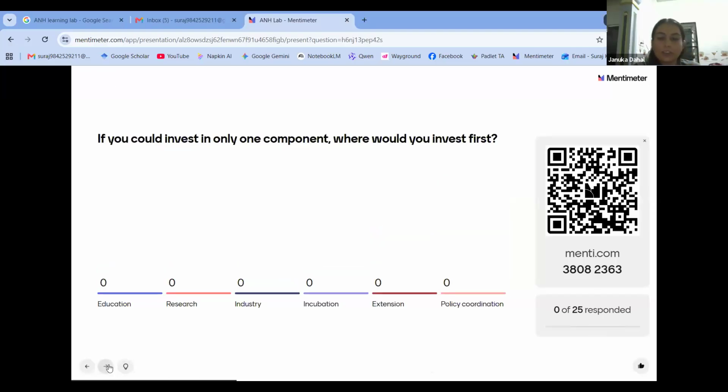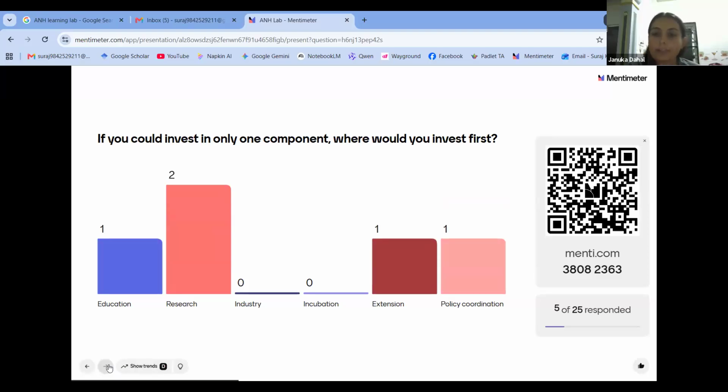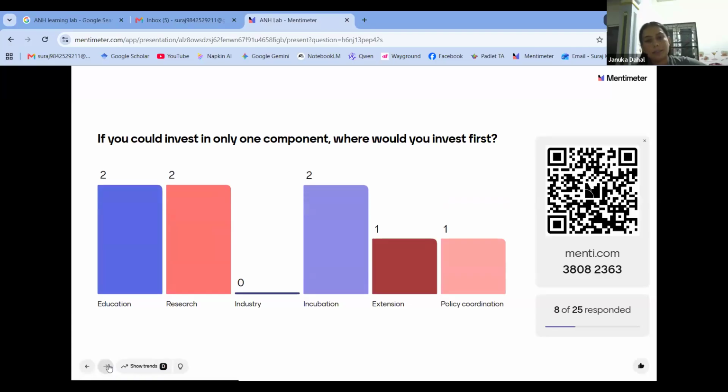So for the second question, you again have to scan the QR code given on the screen to answer. This is also a multiple choice question, and the question is: if you could invest in only one component, where would you invest first? The options are education, research, industry, incubation, extension, and policy coordination. I think 45 seconds will be enough for this because we are already familiar with the pattern.